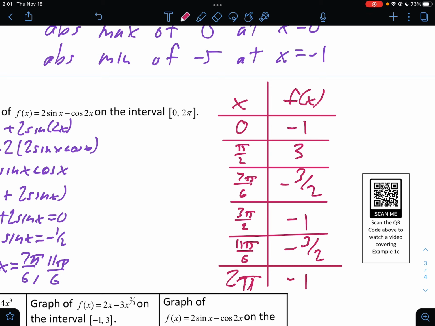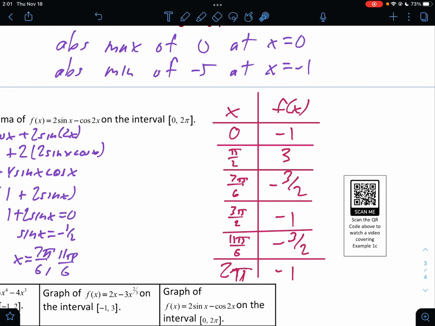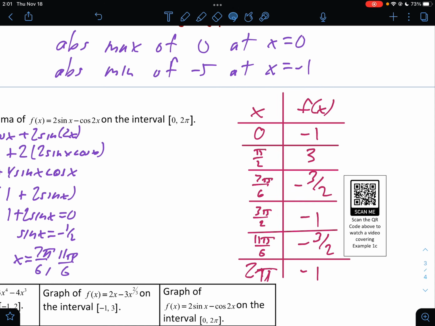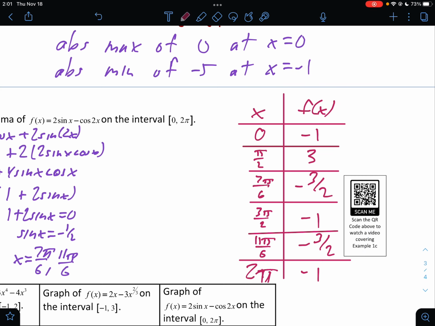So the highest value is 3, and that occurs here. The lowest value is negative 3/2, and that occurs more than once. And that's okay. Absolute extrema can occur more than once as long as it's the same y value. All right, so let's write out our answers here.